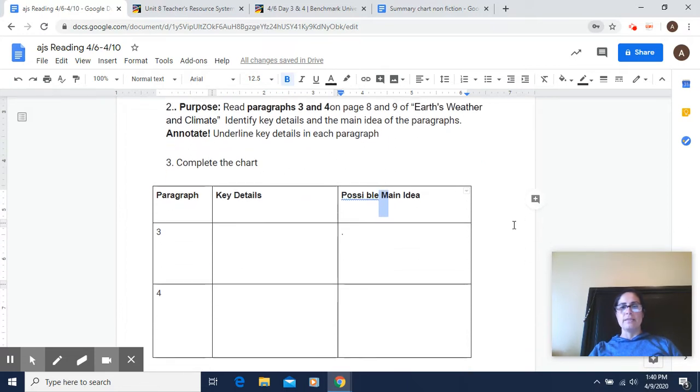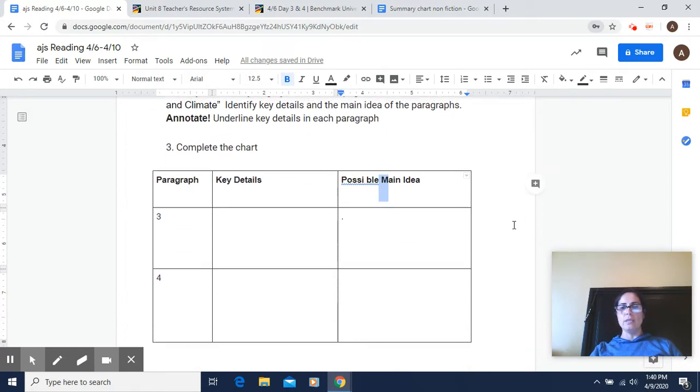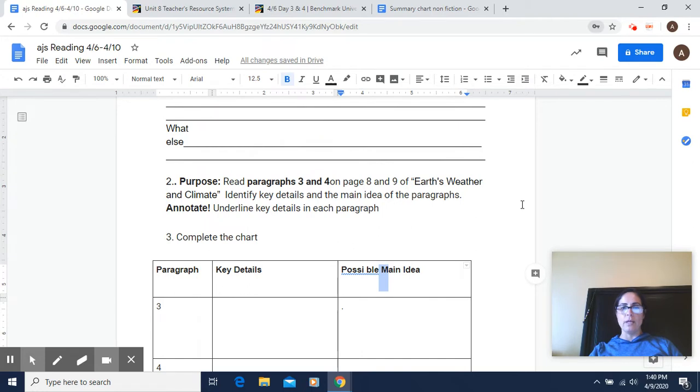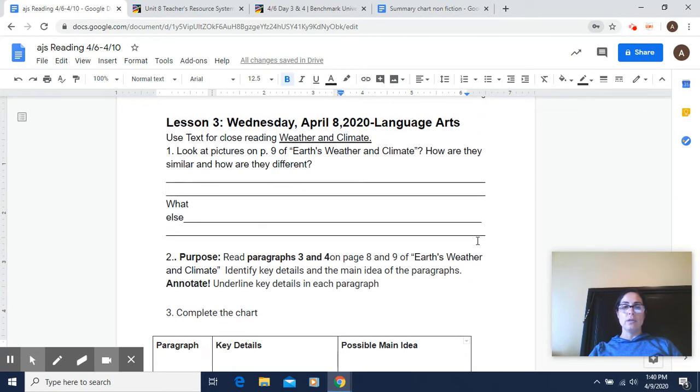And the lesson has to do again with key details and main ideas. A lot of our lessons are going to be focused on that, boys and girls, because that's one of the major things that you should be getting and learning in third grade. So here's what it looks like.